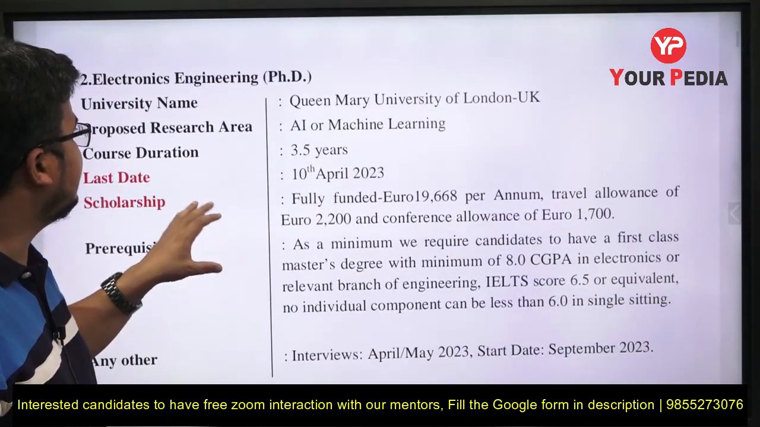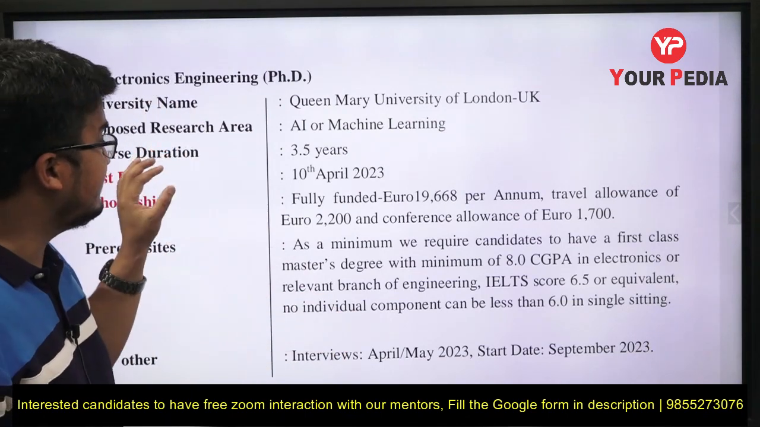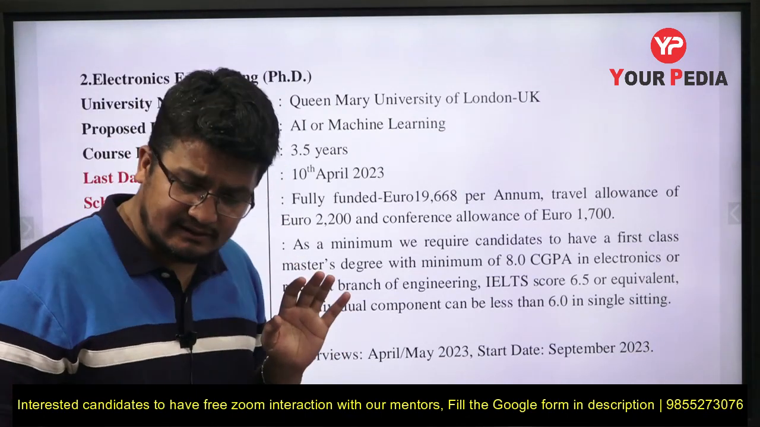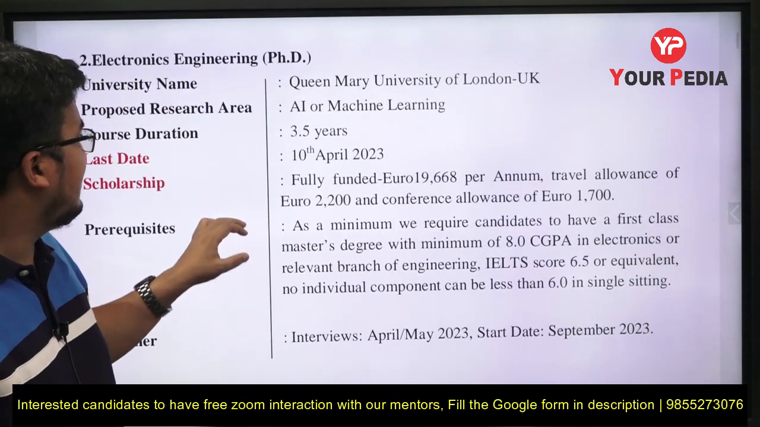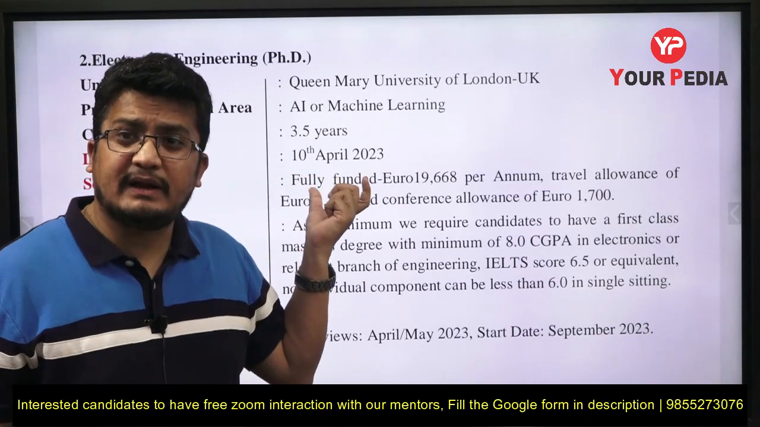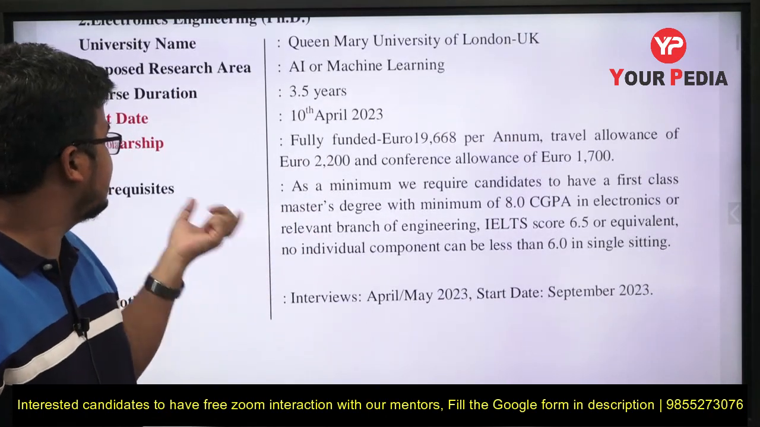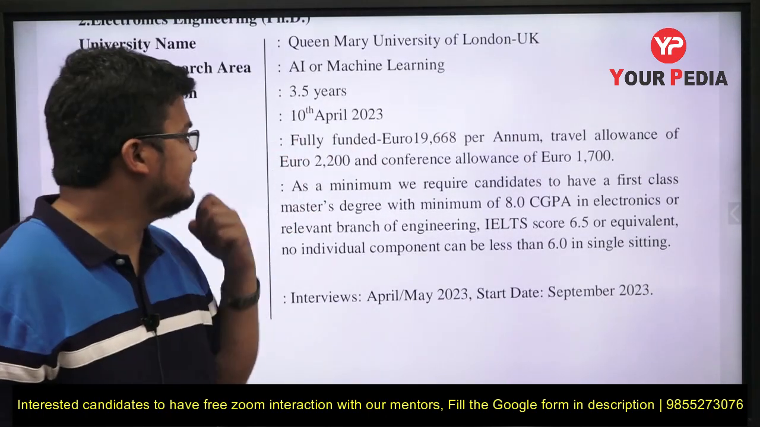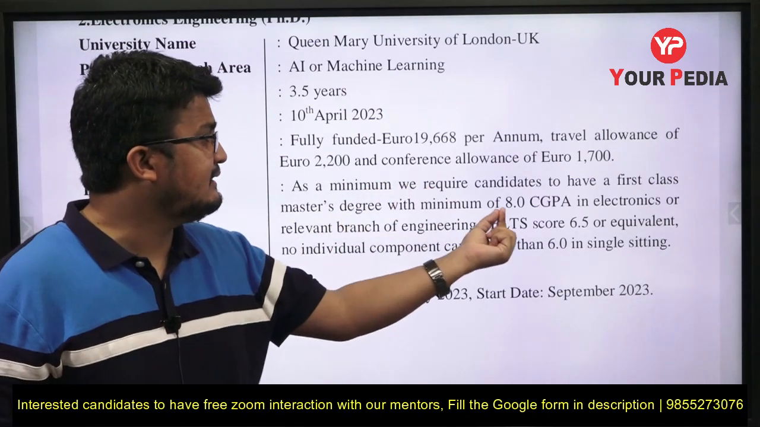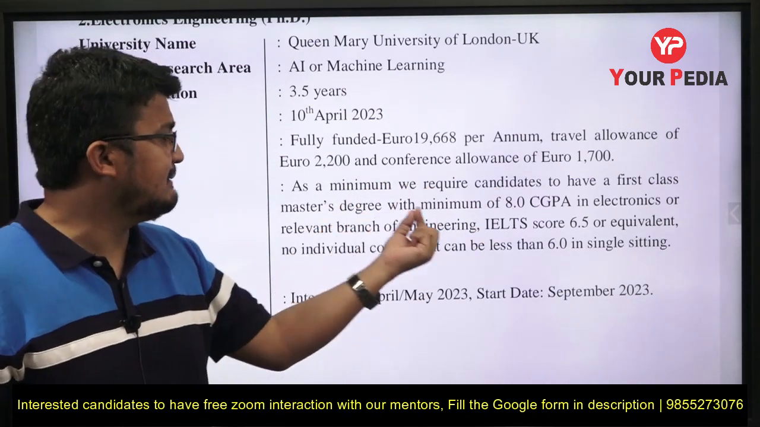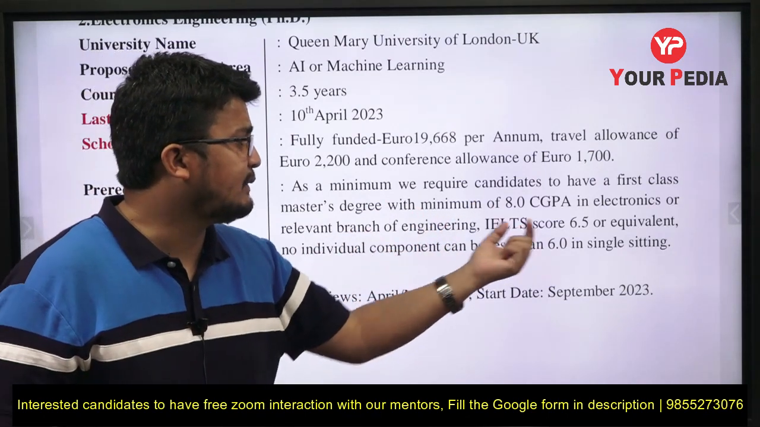Now the second opportunity is at Queen Mary, University of London, and the proposed research area here is artificial intelligence or machine learning. The duration is 3.5 years and there is a specific date to apply for this position, which is 10th of April 2023. This is a fully funded position with the amount as mentioned here, and they have some prerequisites. As a minimum, we require the candidate to have a first class master degree with a minimum of 8 CGPA in electronics or relevant branches of engineering, and an IELTS score of 6.5 or equivalent.